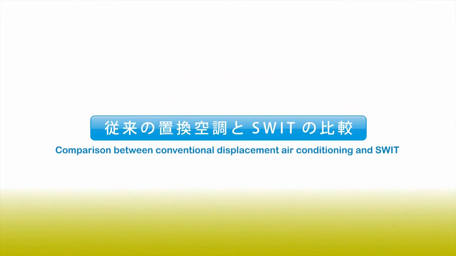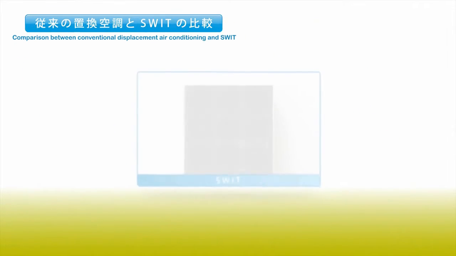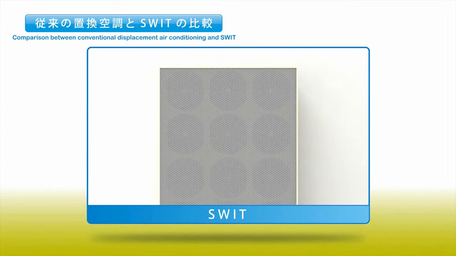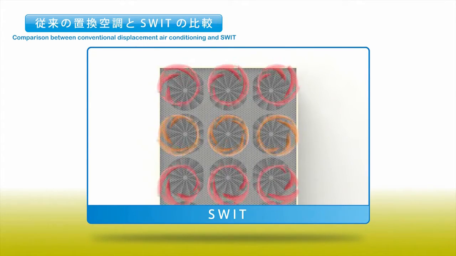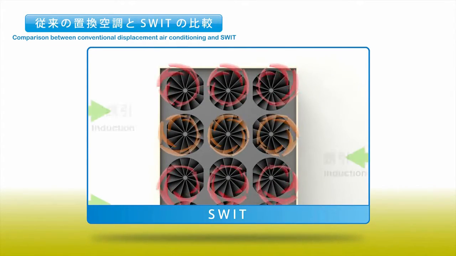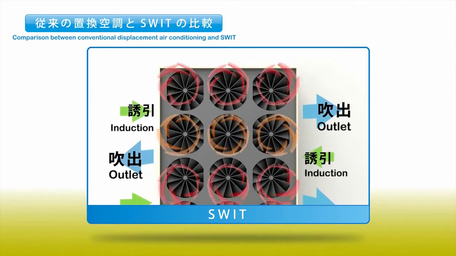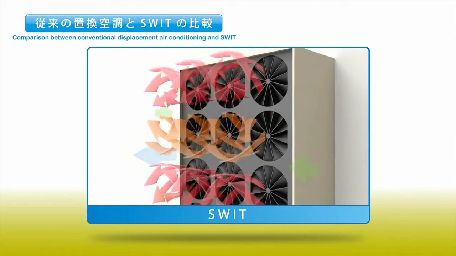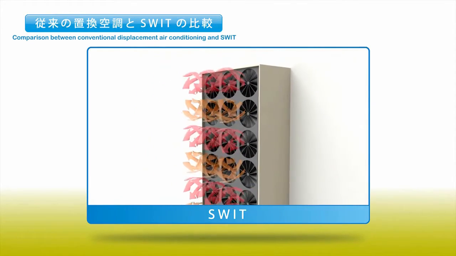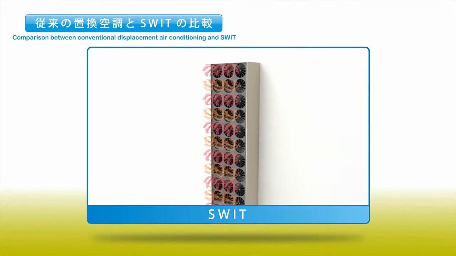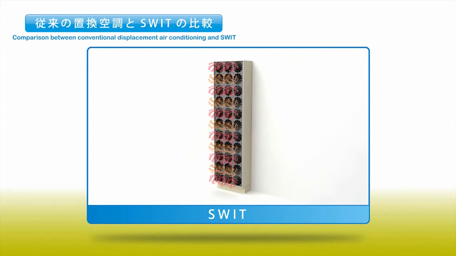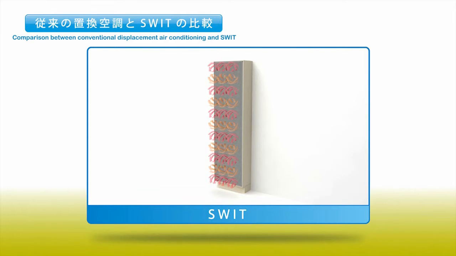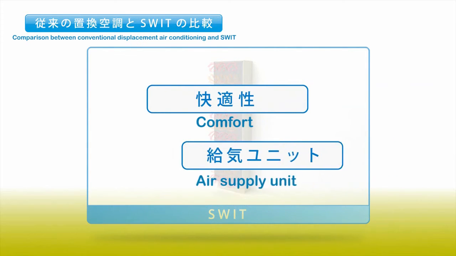Comparison between conventional displacement air conditioning and Swit. Swit is a new displacement air conditioning system that uses a swirling flow. The most striking feature about it is how it increases the amount of air induction by various combinations of swirling flows. As a result, we manage to improve the level of comfort and cut down the size of the air supply unit to save space. Now, let's take a closer look at the comfort of Swit and its air supply unit.